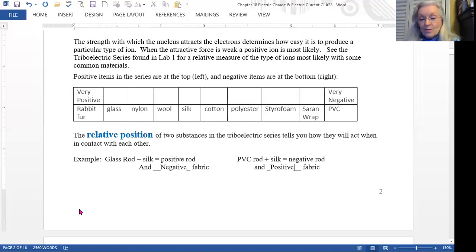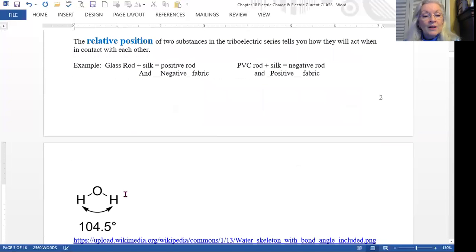Okay, so it's all about how close it is to the positive, which one's closest to the negative side, which one's closest to the positive side, and it's related to the way they hold on to electrons or donate.